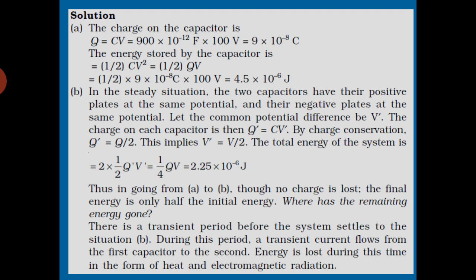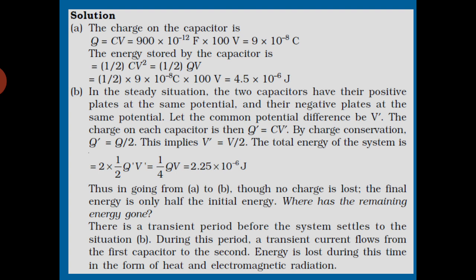We know when the two capacitors are connected to one another, charge sharing will take place and the flow of charge will take place from high potential to low potential until a common potential is attained. We have studied about this in the previous lecture. Let us see the common potential difference attained, we say V dash. The charge on each capacitor is then given by Q dash is equal to CV dash.